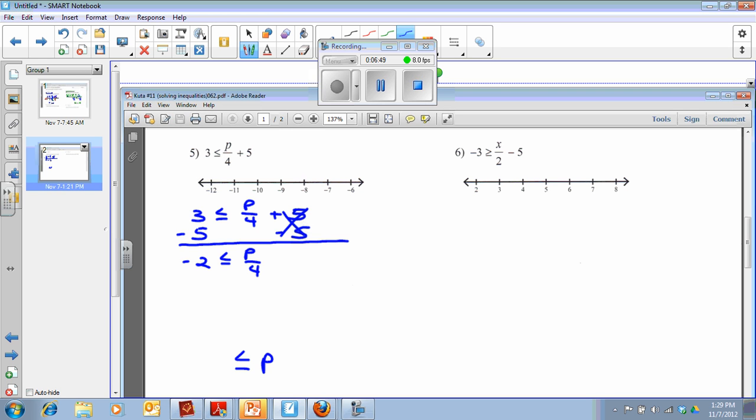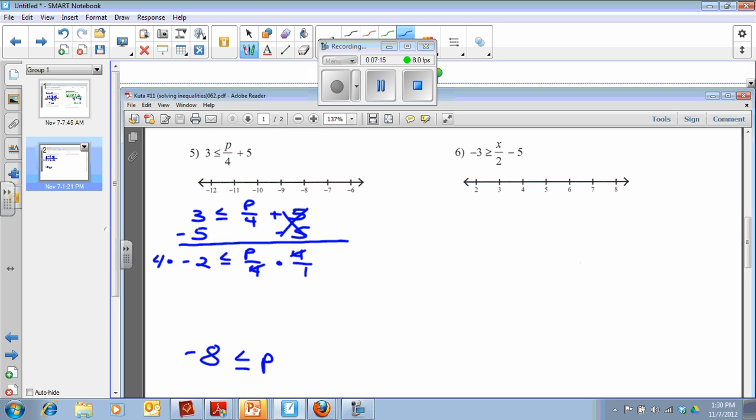Okay, now I want to get p all by itself, so what's the opposite of dividing by 4? I would multiply by 4. I'm going to make this side a fraction. And over here, this is an integer, so I'm just going to multiply by a positive 4. Remember, these cancel. So p over 1 is just p. I got p all by itself. What's a positive 4 times a negative 2? A negative 8, and I want to graph that solution.